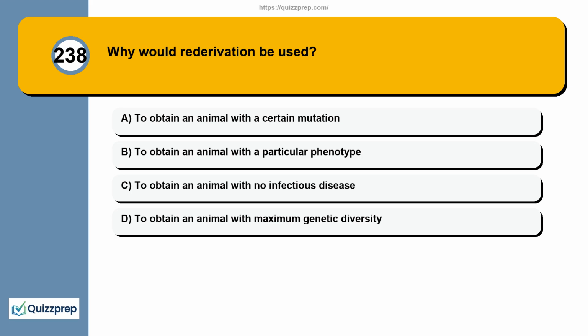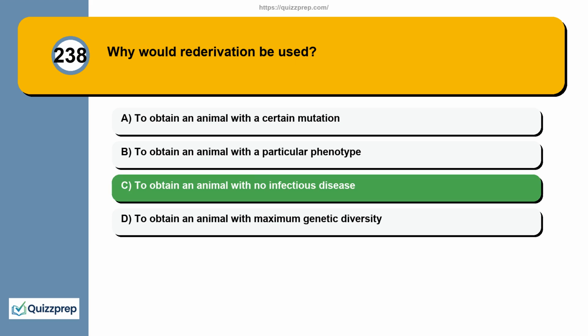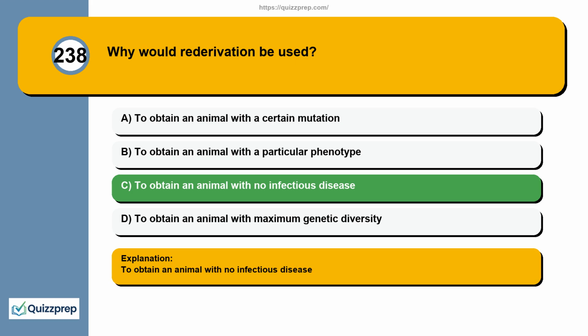Option D, to obtain an animal with maximum genetic diversity. The correct answer is option C, to obtain an animal with no infectious disease.